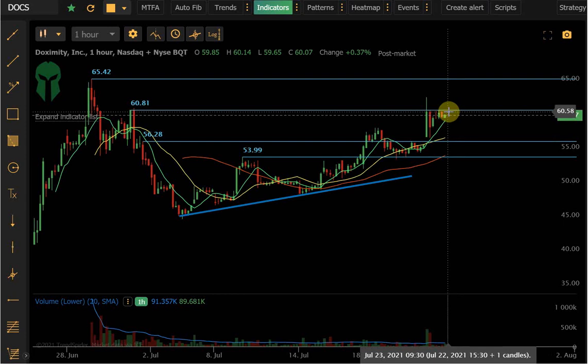The answer is no, because they flip, right? These levels flip. So if this flips, it goes to here. So the support becomes resistance, right? Resistance becomes support, actually, in this case. So there's nothing to do there until that triggers.